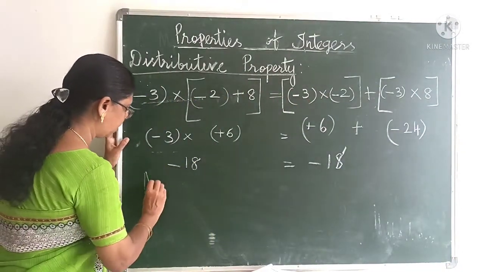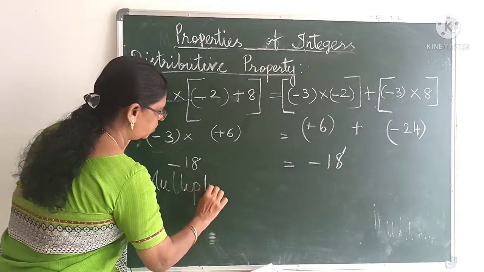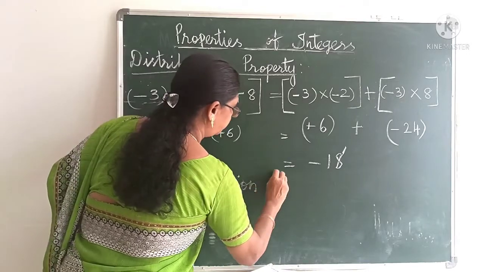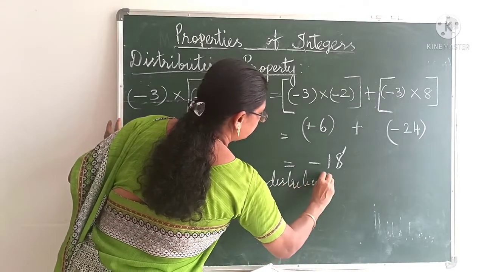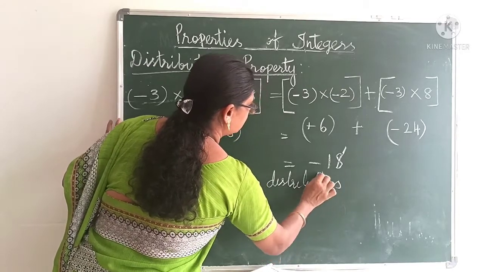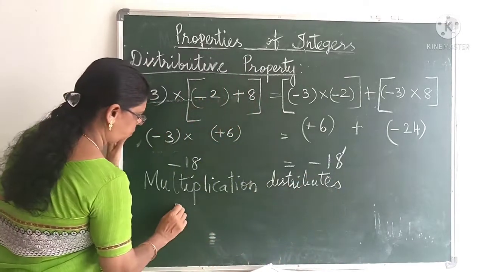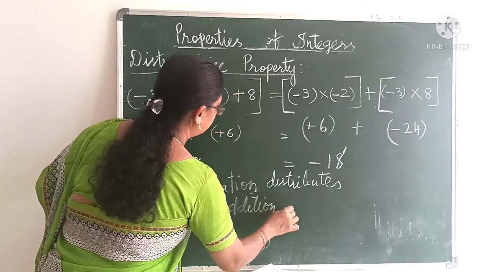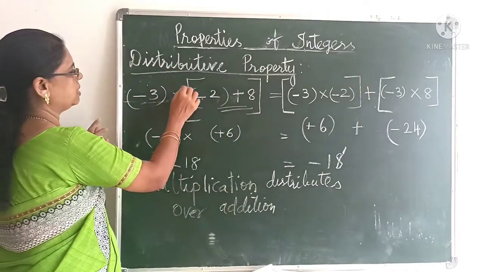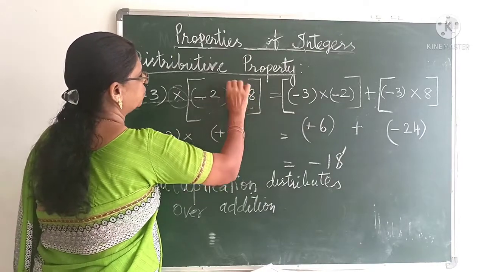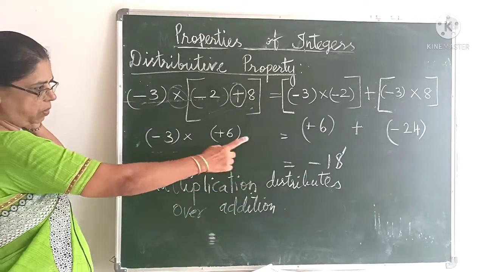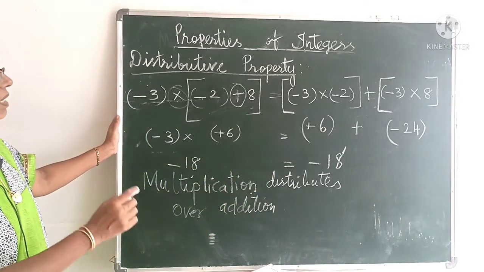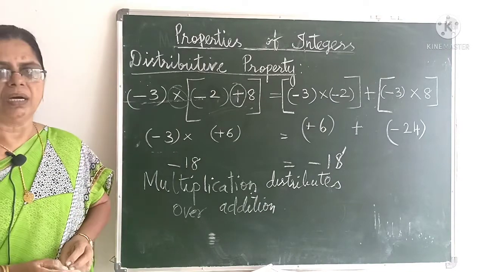We say multiplication distributes over addition, because in the brackets we have taken addition. So multiplication distributes over addition. On both the sides we have got the same answer. So multiplication distributes over addition.